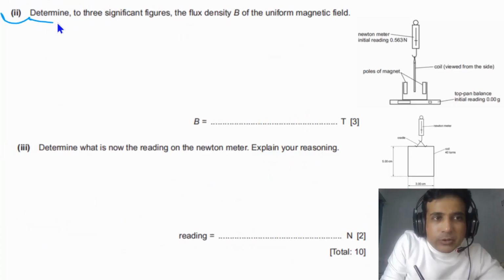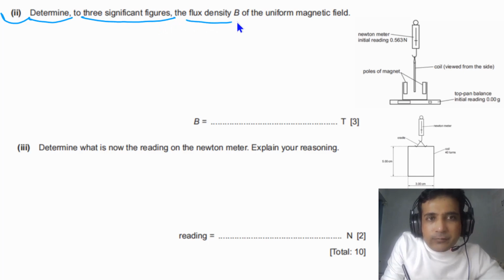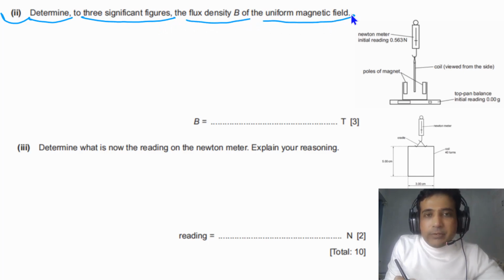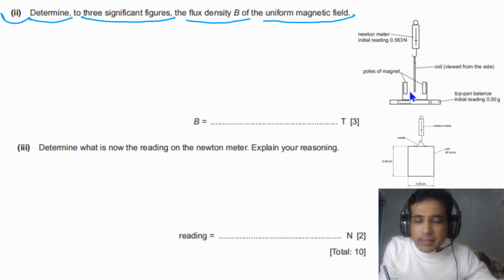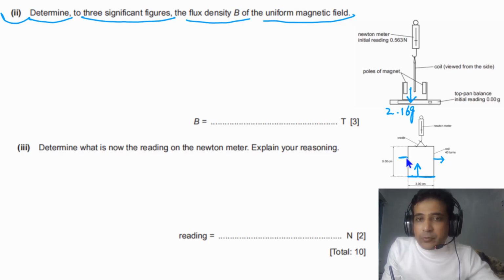For the second part, we need to determine, up to 3 significant figures, the flux density of the uniform magnetic field. It is given to us that the increase in reading of the top pan balance is equal to 2.16 grams, and this increase in reading is due to the vertical force only, and the vertical force will be experienced by only this part of the loop. So there will be a vertical force on this part of the loop upwards, but the force on this side of the coil will be in one direction, and the force on this side of the coil will be in the opposite direction.